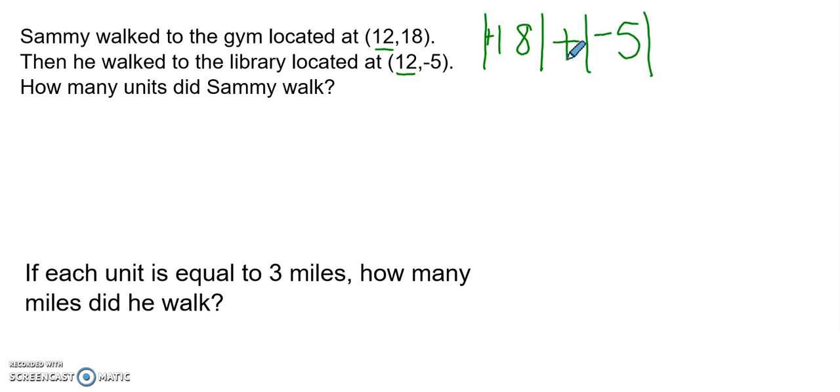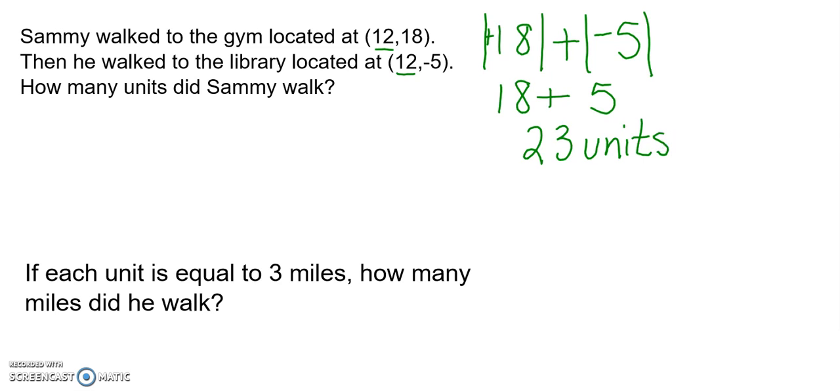Because they're in different quadrants, I'm going to add the absolute values to find how many units Sammy walked. The absolute value of +18 is 18. The absolute value of -5 is 5. If I add them, we could use a calculator, we could count on our fingers, or hopefully we just know that 18 plus 5 is 23 units. That's how many units he walked. Now, if each of the units is equal to 3 miles, how many miles did he walk?